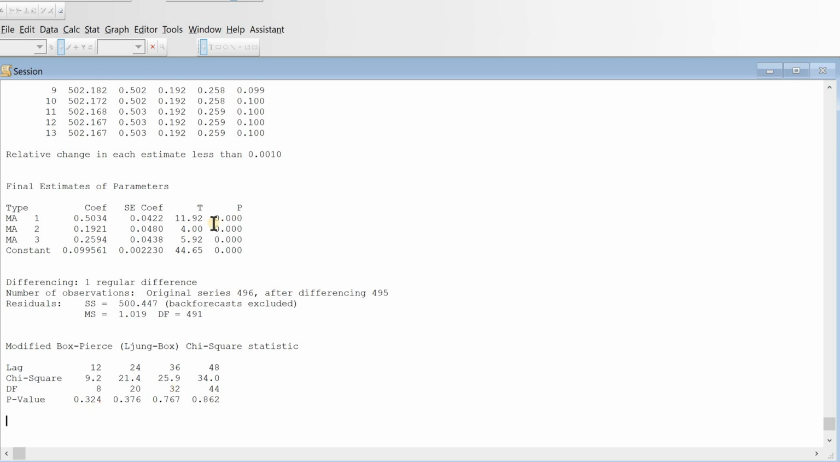This is different from the parameters just now. Parameters need to be significant so that we can include them in the model. But for this one, we want to check whether there is no correlation in the residual, so the p-value needs to be not significant. So now we can see here that it fulfills the parameter significance, and also the residual is not correlated. I just show you here one model.